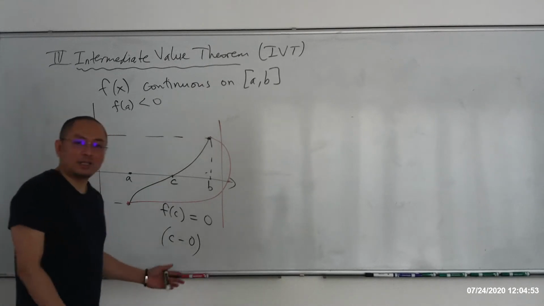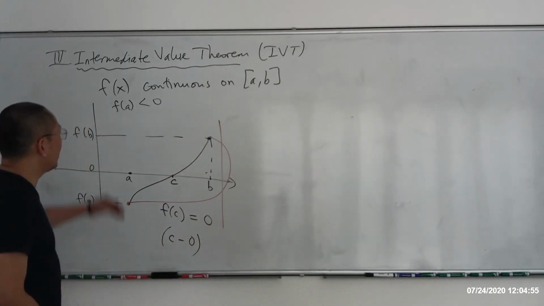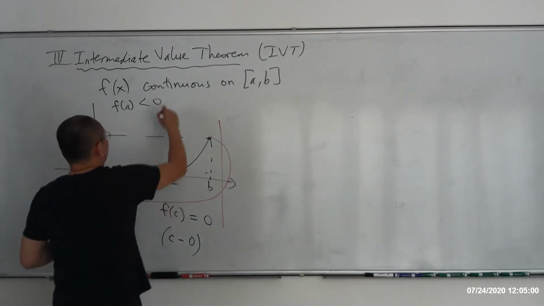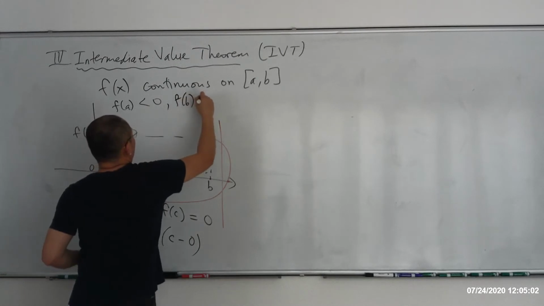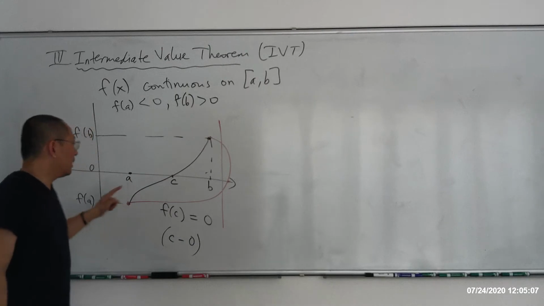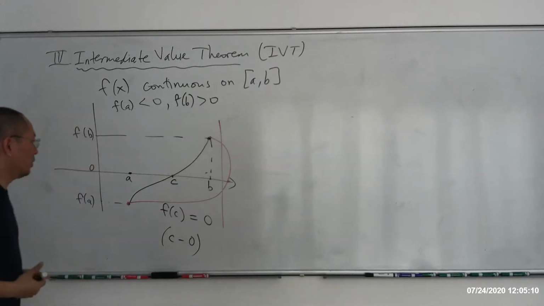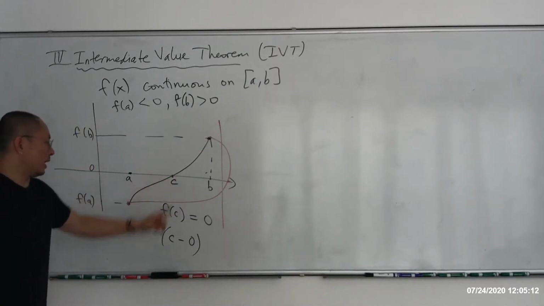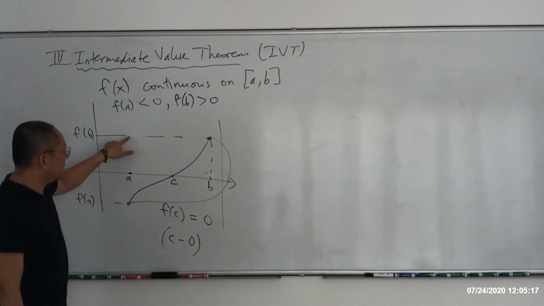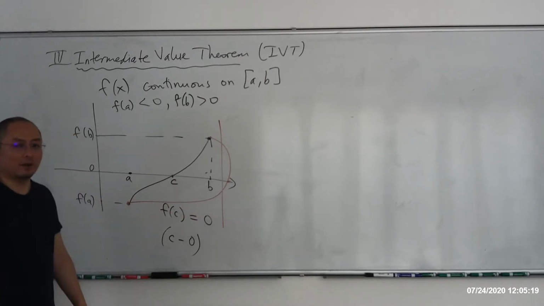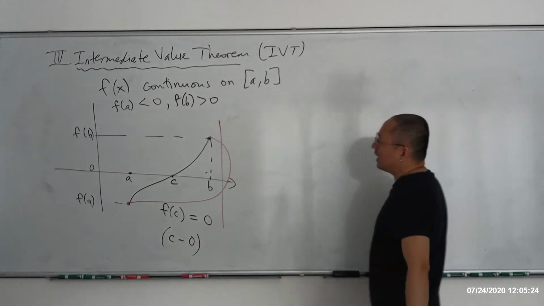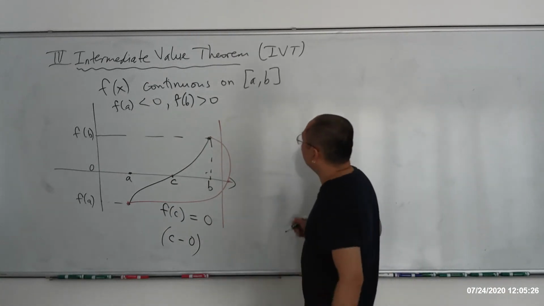So you guys see the idea of the intermediate value theorem. You have a continuous function on the interval, and f of a is negative, f of b is positive. One point is below, one point is above. There will be a zero or a solution or a root somewhere between a and b. And of course the other way around is going to work as well. If f of a is positive, above the x-axis, and f of b is negative, below the x-axis, you still have the same result. All right, now that you got the idea of the theorem, let me just write it down formally.